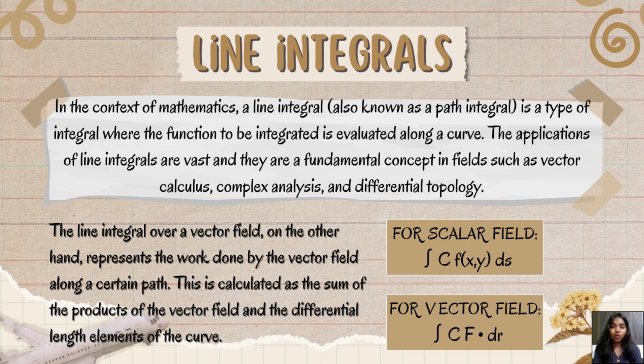The line integral over a vector field, on the other hand, represents the work done by a vector field along a certain path. This is calculated as the sum of the products of the vector field and the differential length elements of the curve. Here is a basic formula for the line integral over a scalar field and for a vector field, where C is the path or curve, f of x comma y is the scalar field, F is the vector field, dr is the differential length element vector, ds is the differential length element, and dot denotes the dot product.